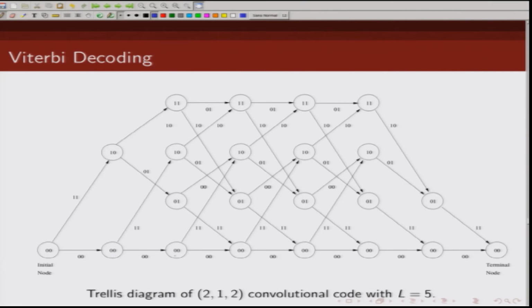So, this is time instance 1, 2, 3, 4, 5. These were our information bits. Now, what happened after this? We are terminating the convolutional code to all 0 state. So, the number of states reduces by half at each time instance. From 4 it becomes 2 and from here it becomes 1 state. So, you can see we are transmitting 5 information bits and 2 tail bits. And at each branch I have labeled the code word corresponding to this transition.